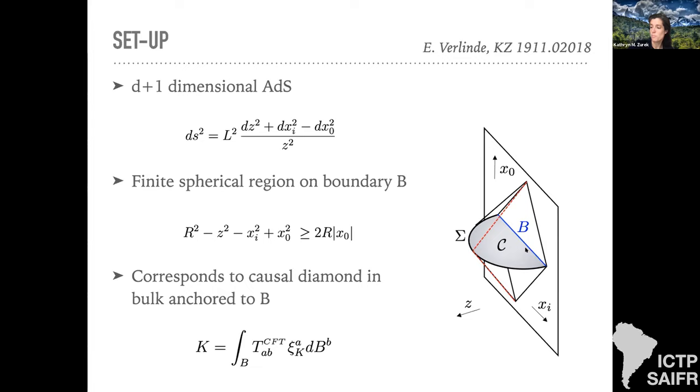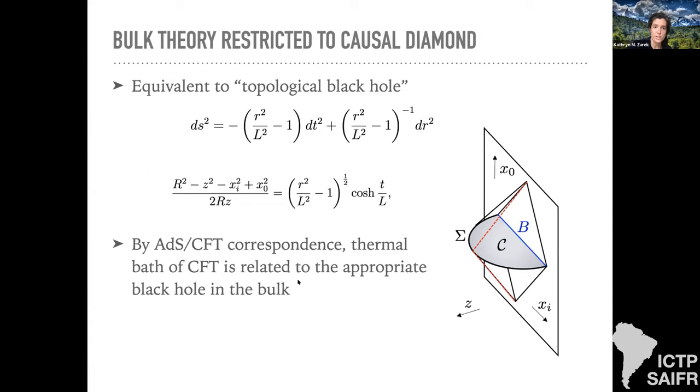Now, because this is AdS/CFT, the modular Hamiltonian is well defined in terms of an integral of the CFT stress tensor, again, contracted with the spacetime volume and the Killing vector. Now, similar to what I talked about briefly in the context of Minkowski, because I have only part of the volume within this causal diamond, there's a metric transformation that allows me to relate the ordinary Poincaré coordinates to these topological black hole coordinates. Again, this is only possible because I'm restricting myself to the causal diamond.